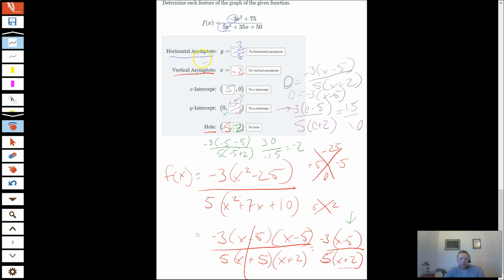So again, horizontal asymptote is the new thing for the week. Vertical asymptote and the hole are our older things that we've been studying on these rational functions. And then x and y-intercept are old algebra 1 stuff. So hopefully these go smoothly for you. If not, as always, reach out if you have any questions.